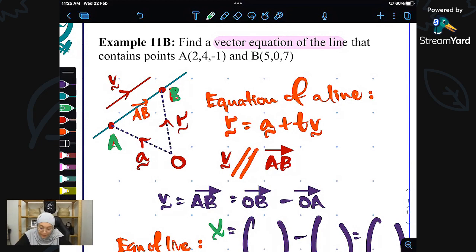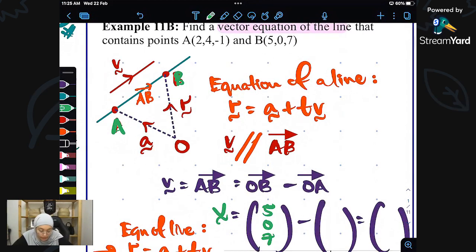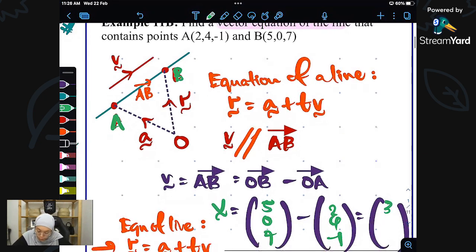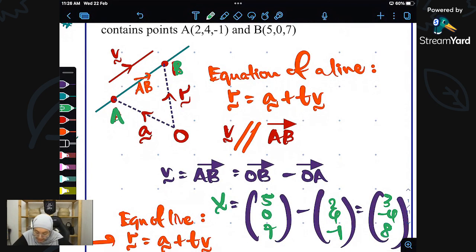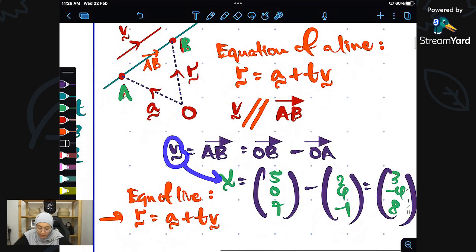So now we just put in OB, which is 5, 0, 7, and then minus 2, 4, negative 1. We will get 3, and we will get negative 4, and we will get 8. So this is our V vector. Although this is the AB vector, it is literally equal to the V vector. So we got our V vector happily now.